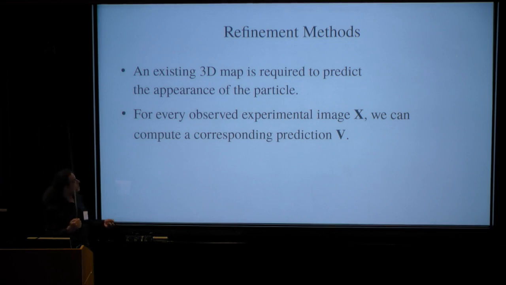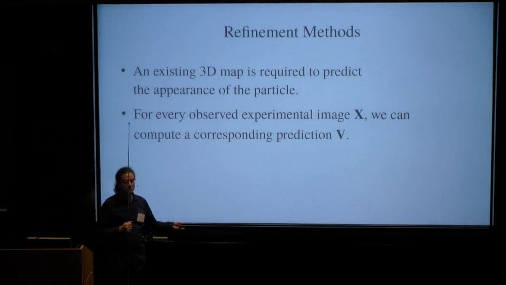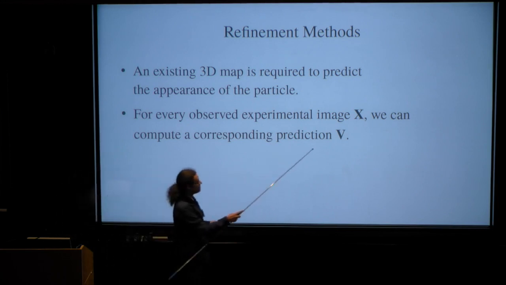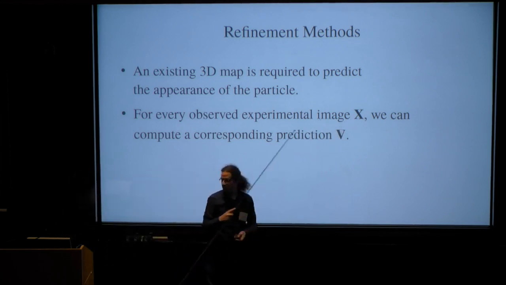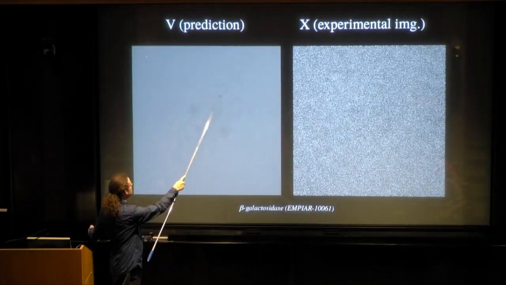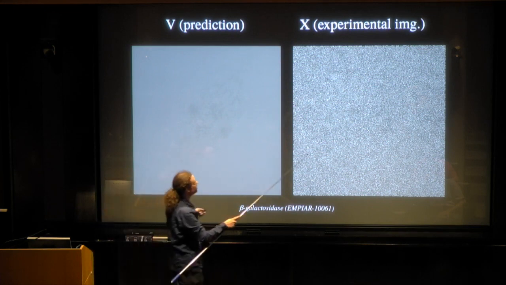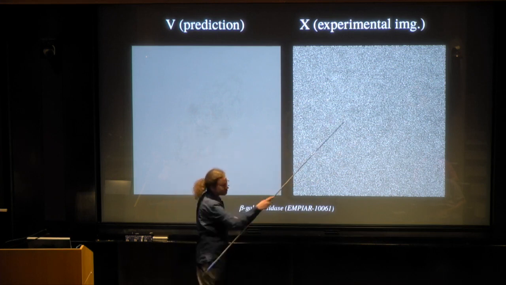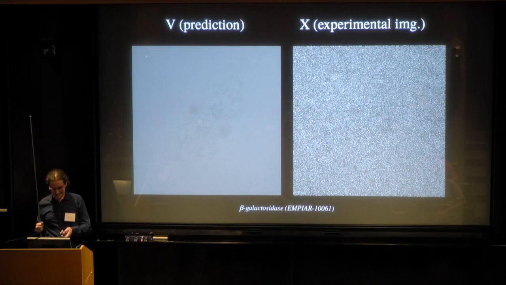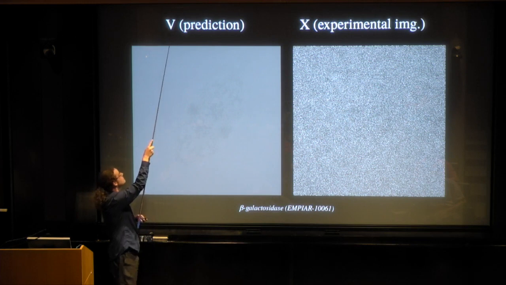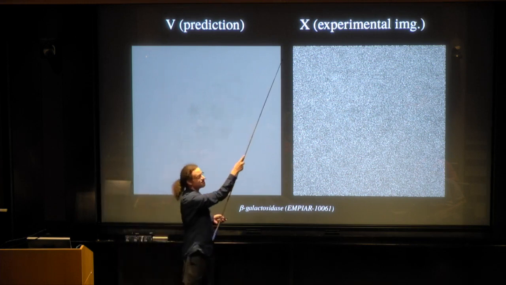Because these are refinement methods, we require a previous 3D map that has been obtained without knowing these effects, and all the angles and the foci and everything that allows us to make a prediction that corresponds to every observed particle image X. So here an example, to scale, by the way, just to remind you. This is the signal that we predict, and that's supposed to be hidden in this noisy image here. So you see the two dark dots, if you look carefully. And remember the letters, by the way. I will always refer to the prediction as V and to the experimental image as X.